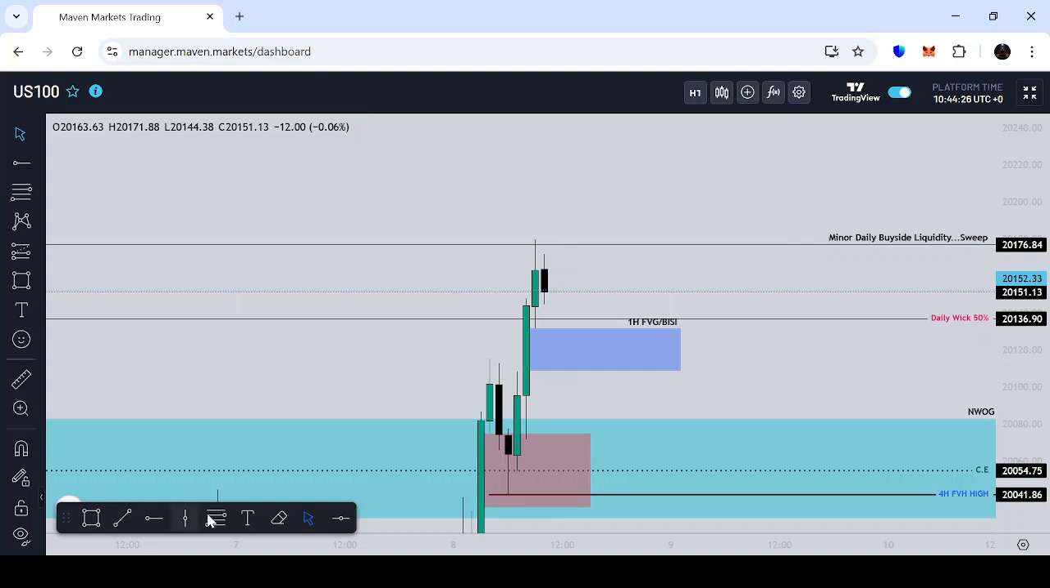Then the 50% of it, we anchor it from the candle. This is the candle that created the fair value gap. Because we are bullish when the fair value gap was created, you are anchoring from the low of that candle that created the fair value gap to this candle high.